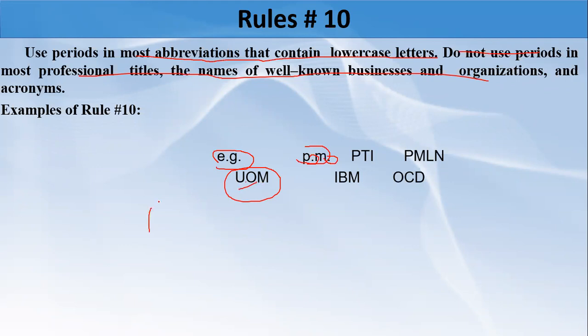We have got NAMAL, which is an acronym here. So in case of acronyms as well, we need not mention the periods. We have got PTI, PMLN, OCD, IBM. We need not put the periods here. But if you want to write the lowercase letters, such as EG, such as PM, then in most of the cases we need to put the period. So this is rule number 10.